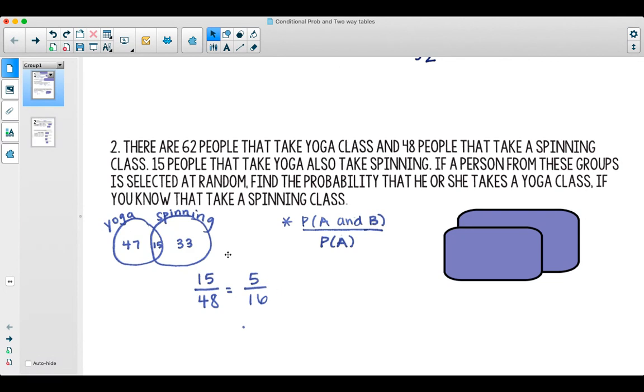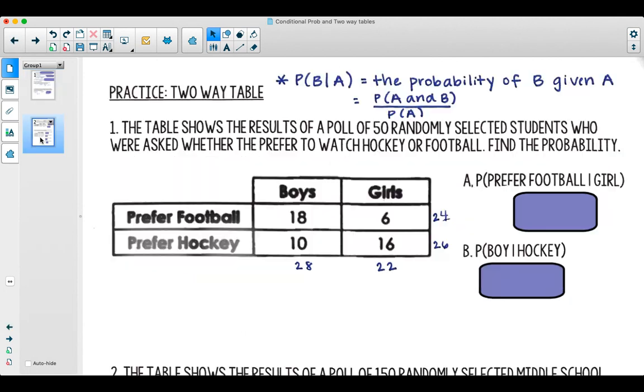The next thing that we're going to look at is some two-way frequency tables. At the top of this page, I just wanted to go over that conditional probability so we didn't forget what we're looking at. The probability of A and B is sometimes going to be right in that chart over the probability of A. So in this first example, the table shows the results of a poll of 50 randomly selected students who were asked whether they prefer to watch hockey or football.